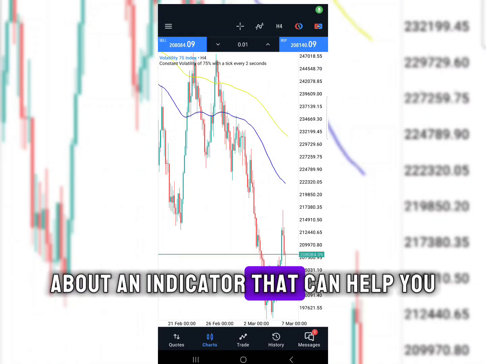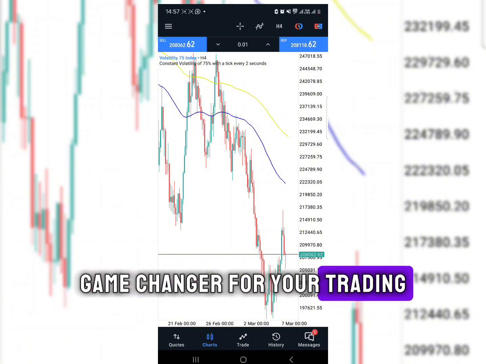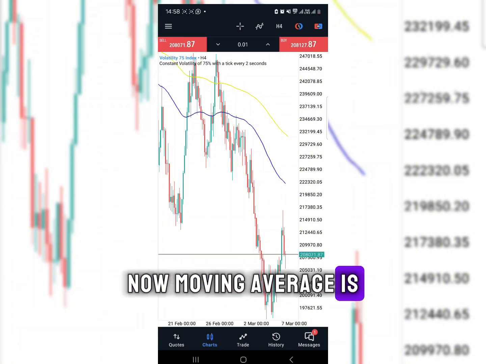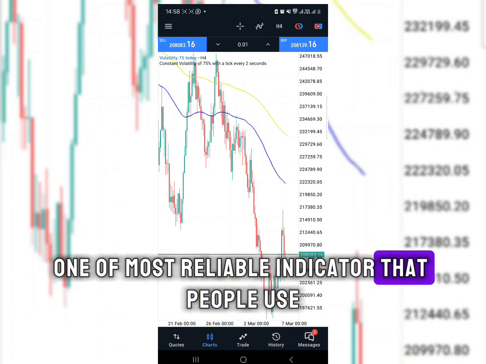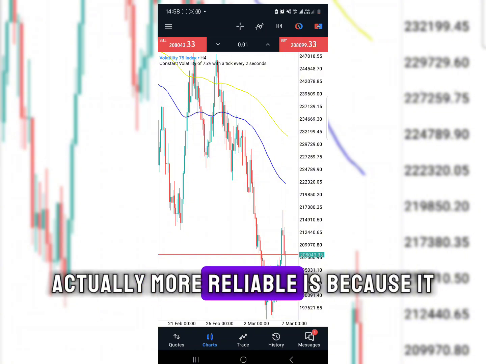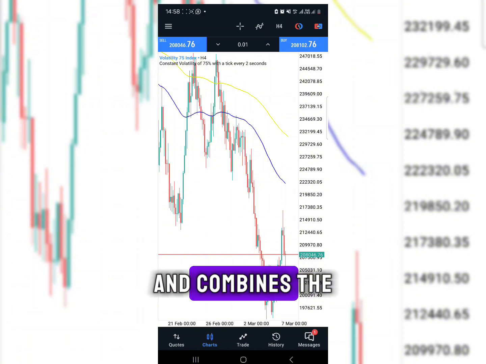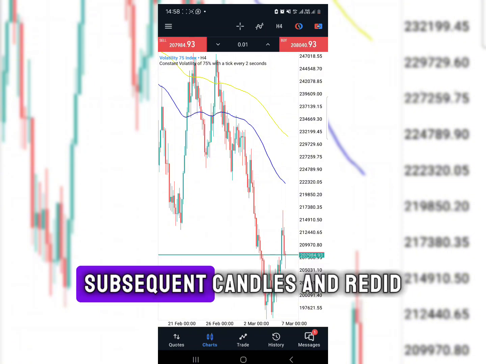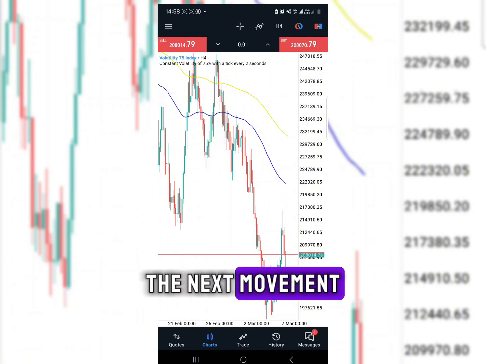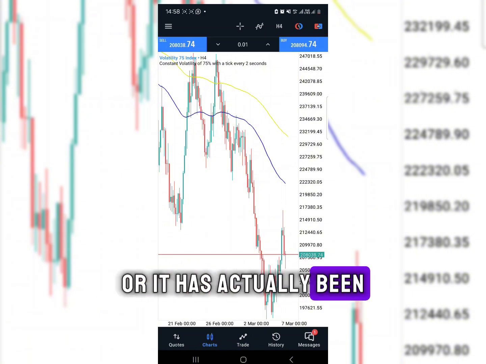About an indicator that can help you and change your game, that can be a game changer for your trading, which is moving average combination. Now, moving average is one of the most reliable indicators that people use. Even though it's a lagging indicator, the reason why it is actually more reliable is because it makes comparison and combines the subsequent candles and predicts the next movement. Like I said, it is a lagging indicator, but it has actually been a reliable one.